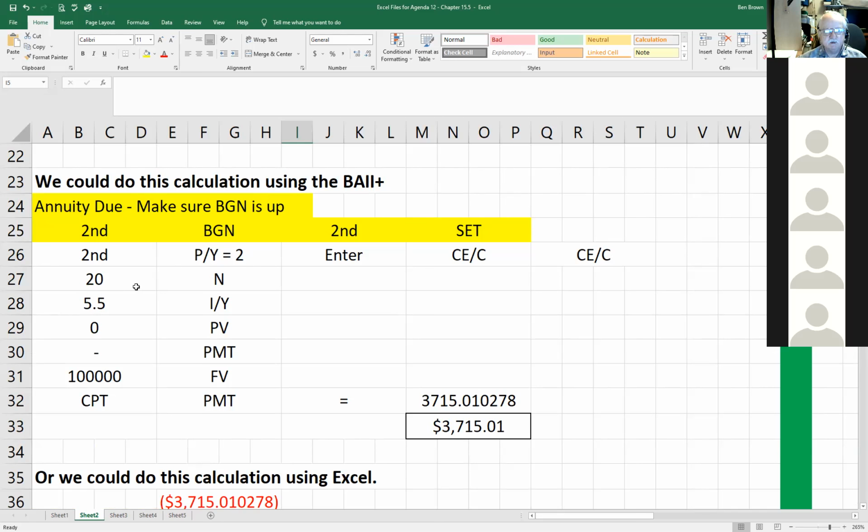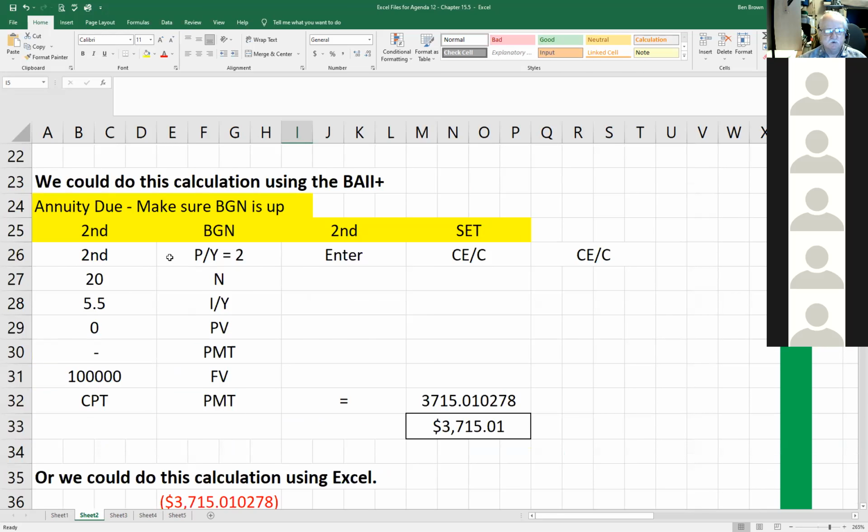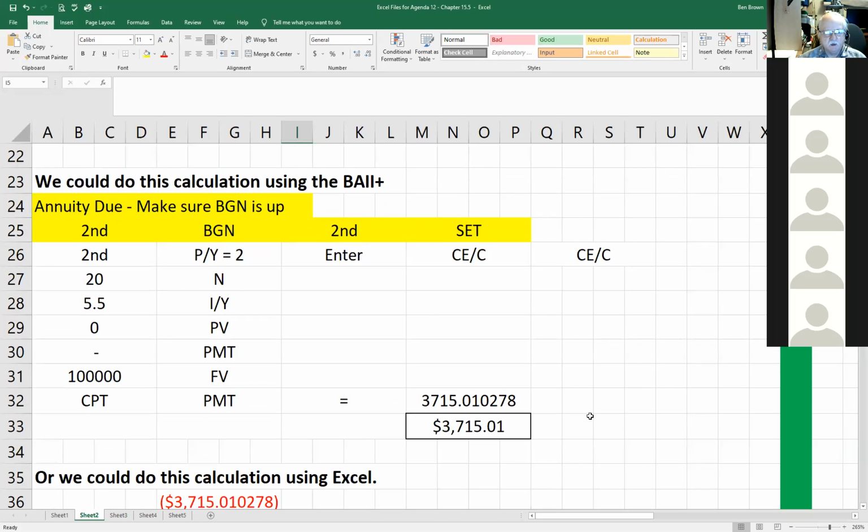N is equal to 20 because it's 10 years and 2 times a year. So 20 makes sense. The interest is 5.5. Again, there's no present value. We don't know the payment. We do know the future value. And when we compute the payment, we come up with exactly the same answer. And I've probably thrown the negative away because we don't need it.